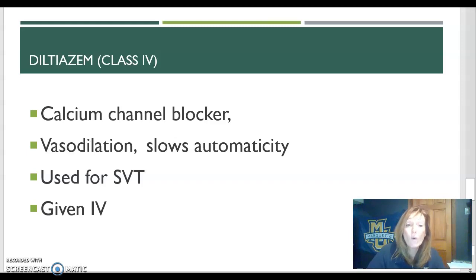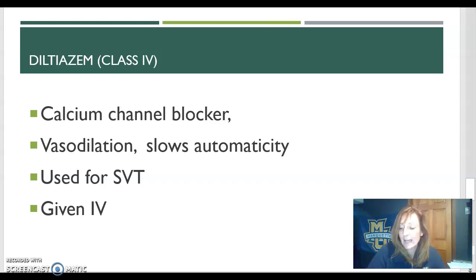Diltiazem is a class 4 antiarrhythmic, and it is a calcium channel blocker. You remember this one as well. It blocks the movement of calcium ions across the cell membrane, slowing that automaticity, or that ability of the cardiac cells to create an impulse. We have also used this medication to treat angina. During the use of this medication, it's delaying the phase 1 and 2 repolarization, which again slows that automaticity and conduction.